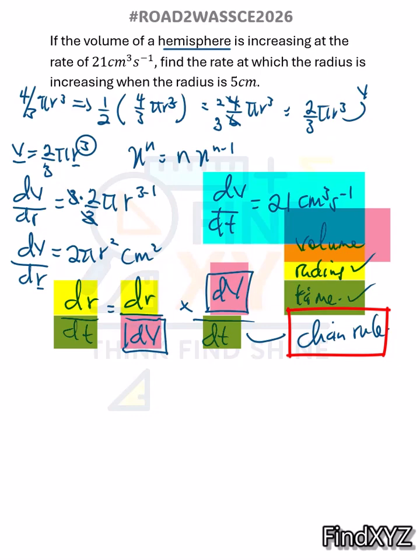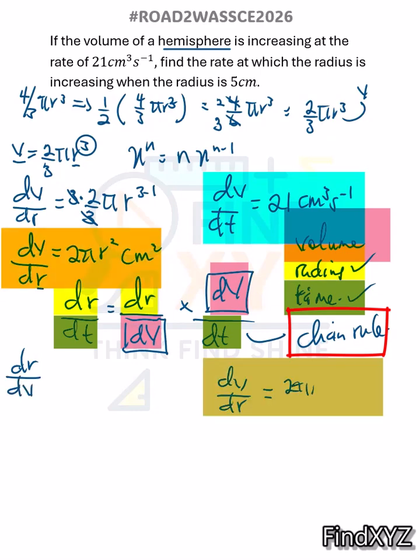Then obviously we know the dV/dr, but we don't know the dr/dV. Since we know the dV/dr as 2 pi r squared centimeters squared, then obviously you see the dr/dV, you see the dV/dr. One is the inverse of the other. So I will just find the inverse, and this will be 1 out of 2 pi r squared centimeters squared. Now I have everything set up. I have my dr/dV, I have my dV/dt, which was given in the question. So I will just substitute all these things to help me find the rate at which the radius is increasing when it is 5 centimeters.